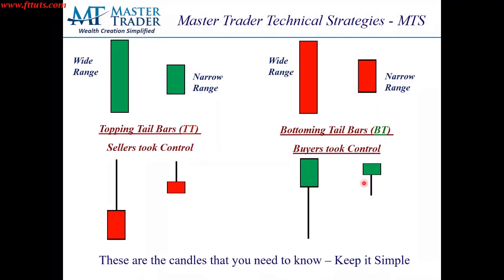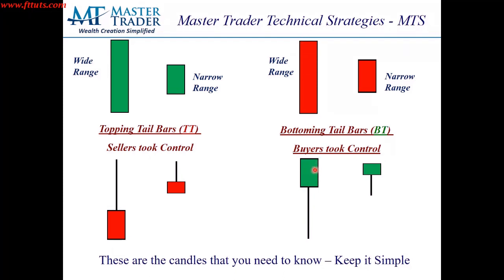When we look at bottoming tails and topping tails, the next question is, is it also a range expansion, topping tail or bottoming tail? Because wide range bars are either igniting or ending, and bottoming tail bars are just another form of when it's a range expansion bar, a wider bar, but it turned around.